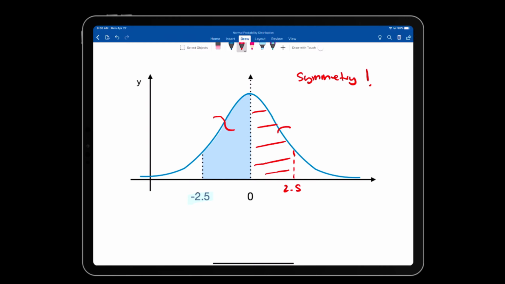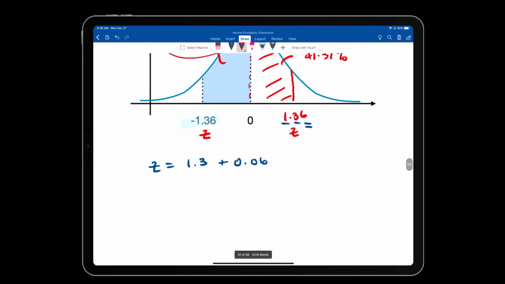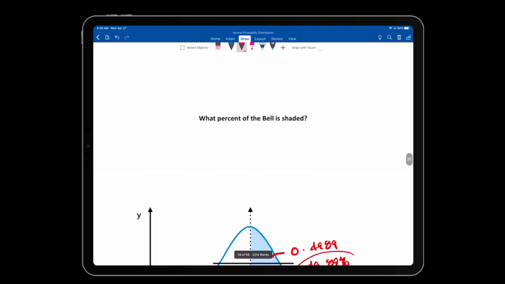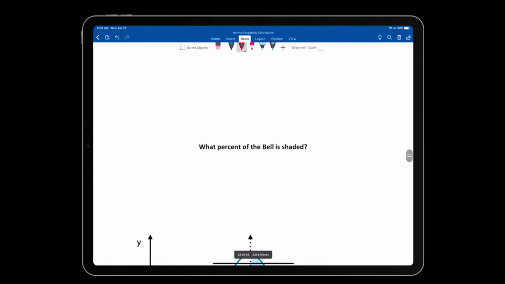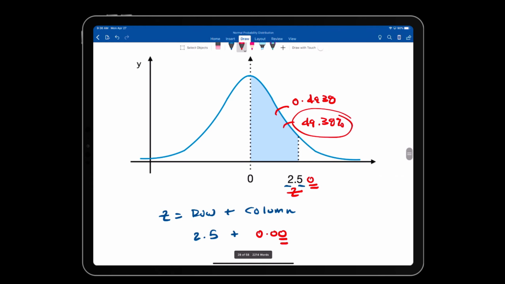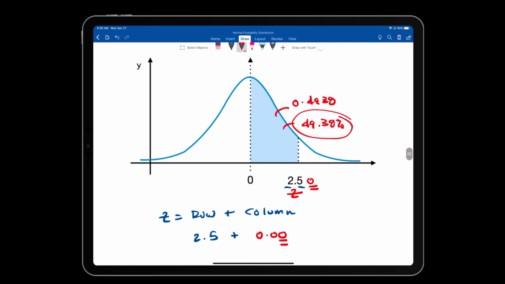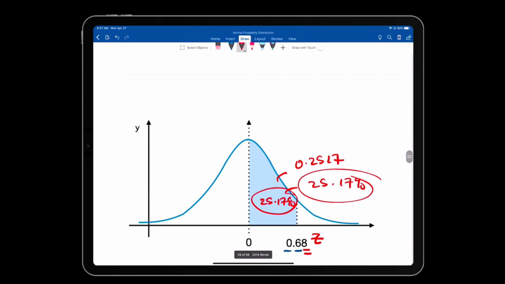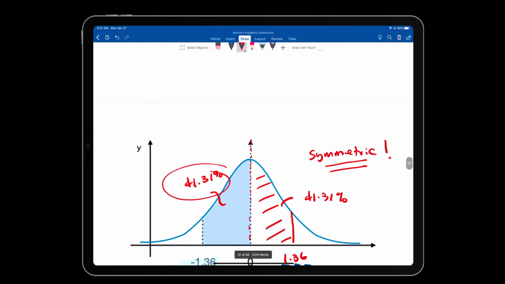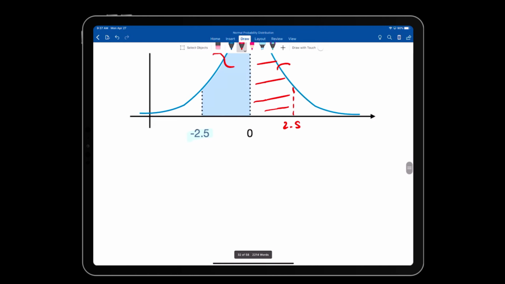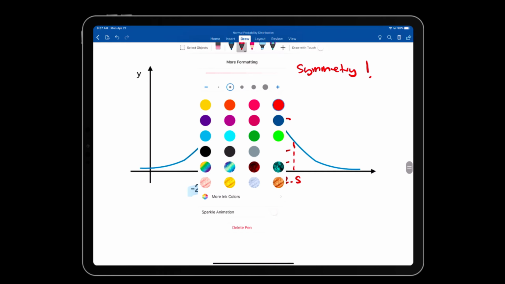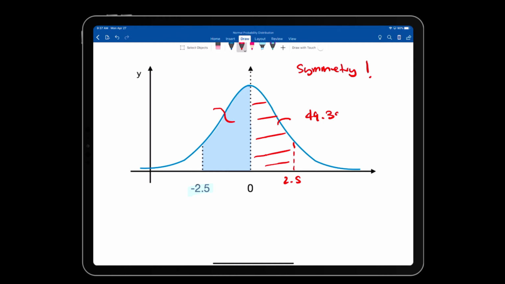All right, so 2.5. I bet we did that one because when I design it, I usually design it that way, so you don't have to do double the work. 2.5. Let's find that. There it is. 49.38%. Because of symmetry, 49.38% is from 0 to 2.5. That means we have here as well 49.38%.